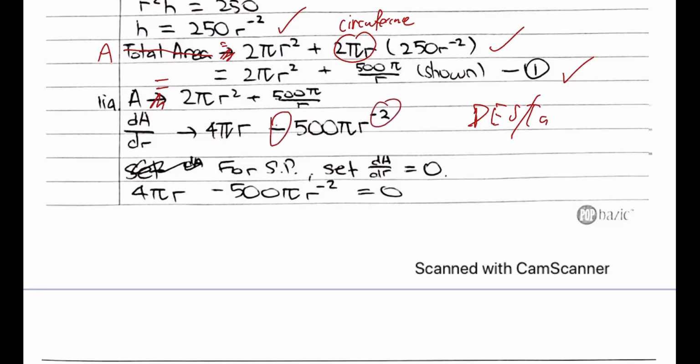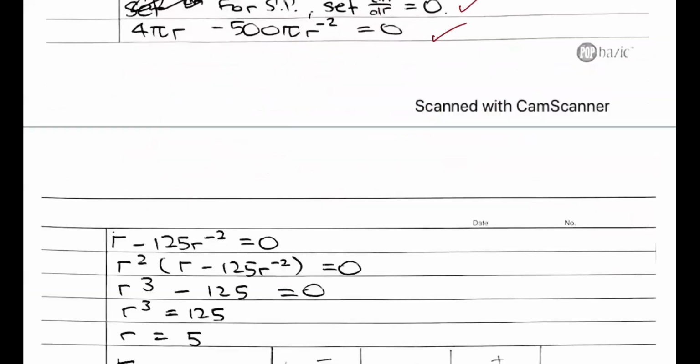Very good. For stationary point, set it equal to 0. This is equal to 0. So what did you do next? Divide by pi on both sides. Divide by 4 on both sides. You get r minus 500 over 4, that's 250 over 225, r power -2 equals 0.